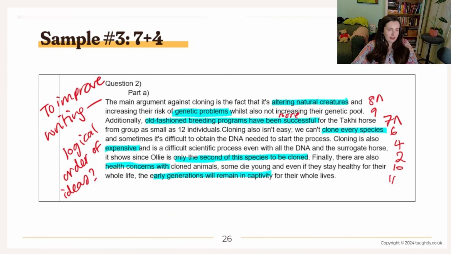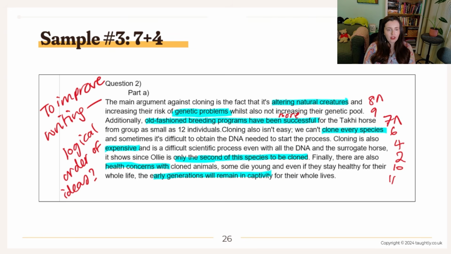Here's a student that scored 7 out of 10 and 4 out of 5. The main argument against cloning is the fact that it's altering natural creatures and increasing their risk of genetic problems, whilst also not increasing their gene pool. Additionally, old-fashioned breeding programs have been successful for the takhi horse, from groups such as 12 individuals. Cloning also isn't easy. We can't clone every species, and sometimes it's difficult to obtain the DNA needed to start the process. Cloning is also expensive and is a difficult scientific process, even with all the DNA and surrogate horses. It shows since Ollie was only the second of this species to be cloned.